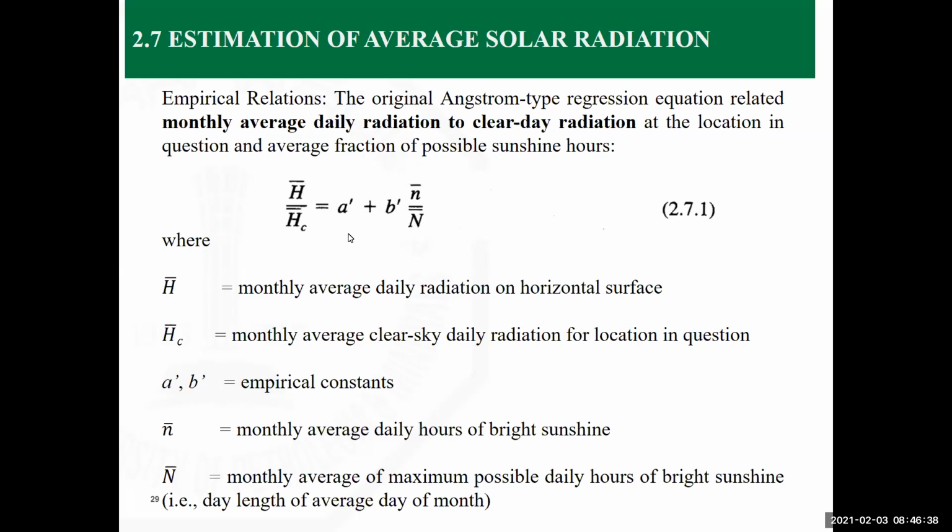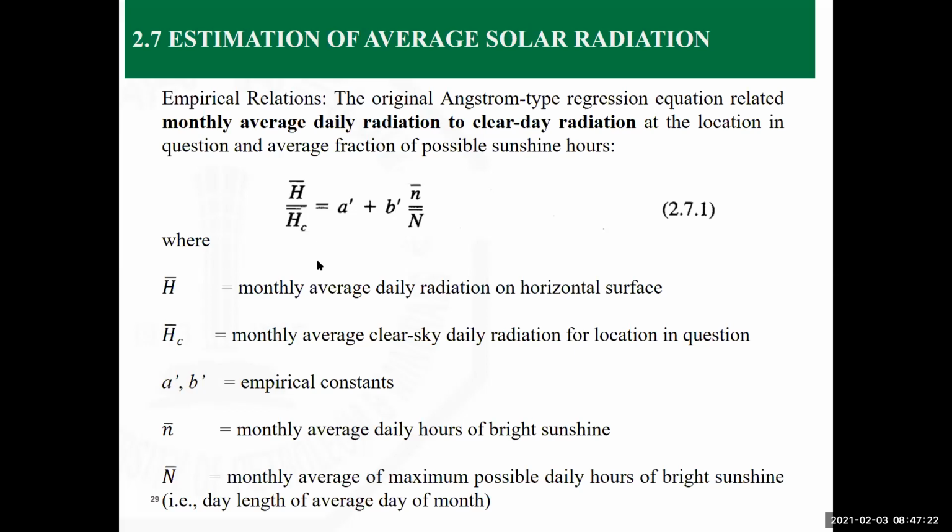The constants are basically given. The small n bar can be taken from a figure or a table like the previous table that we have seen, whereas for the capital N, we have taken an equation in chapter 1 to calculate it. HC here is the monthly average clear sky daily radiation, which is not easy to determine, and this is why they came up with a modification to this equation where the clear sky solar radiation is replaced by the extraterrestrial radiation, which can be calculated either through an equation that we have taken in chapter 1, a figure, or a table.